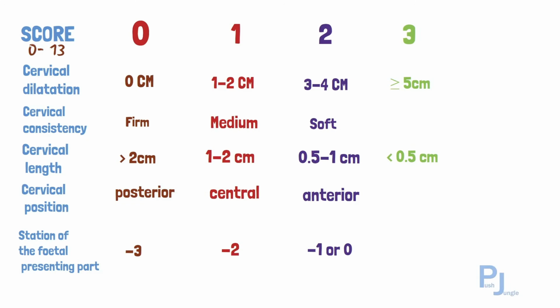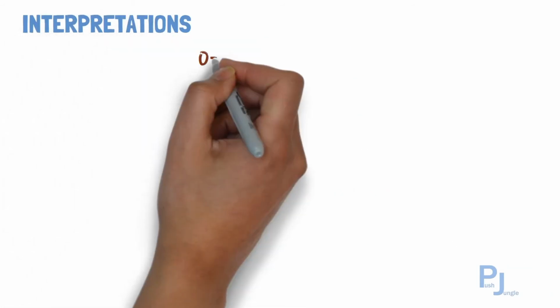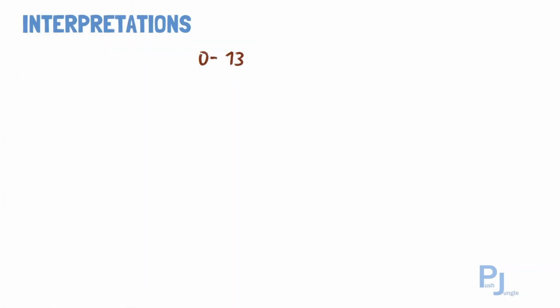Minus 1 station means that the fetal presenting part is 1 centimeter above the maternal ischial spine, while a station of 0 means that the fetal presenting part is just at the maternal ischial spine, or at this point we say that the fetal presenting part is engaged. If the station of the fetal presenting part is below the maternal ischial spine, that is, it is greater than or equal to plus 1, then it is given a score of 3. So the maximum score here is 13 and the minimum score is 0.